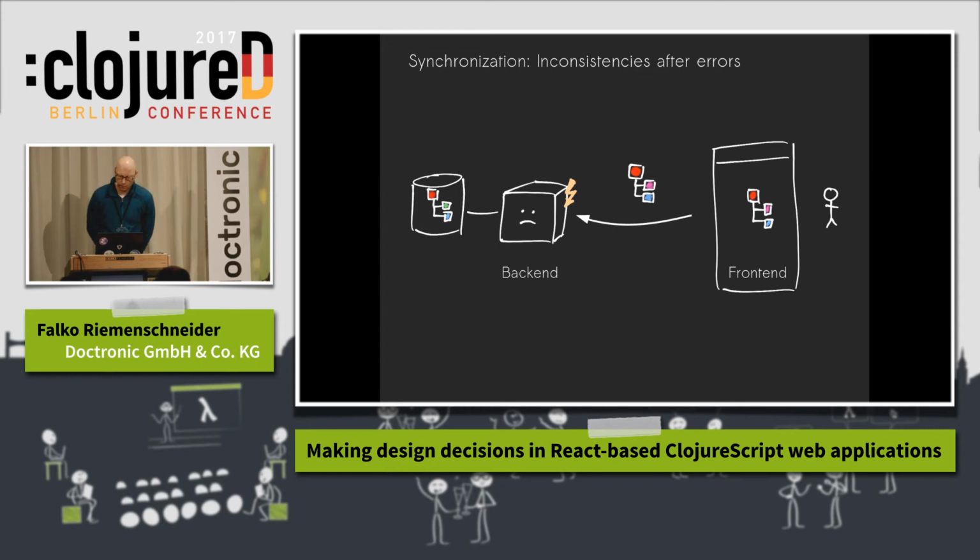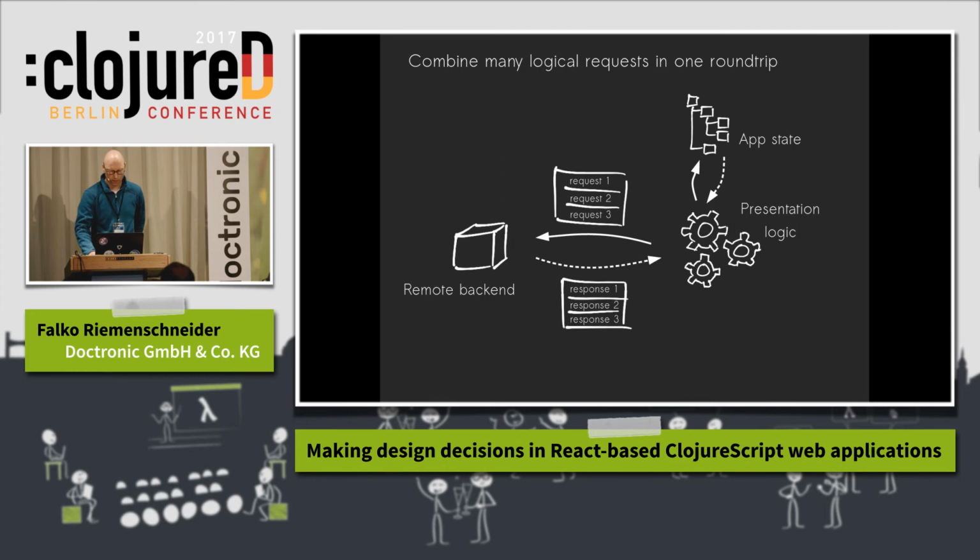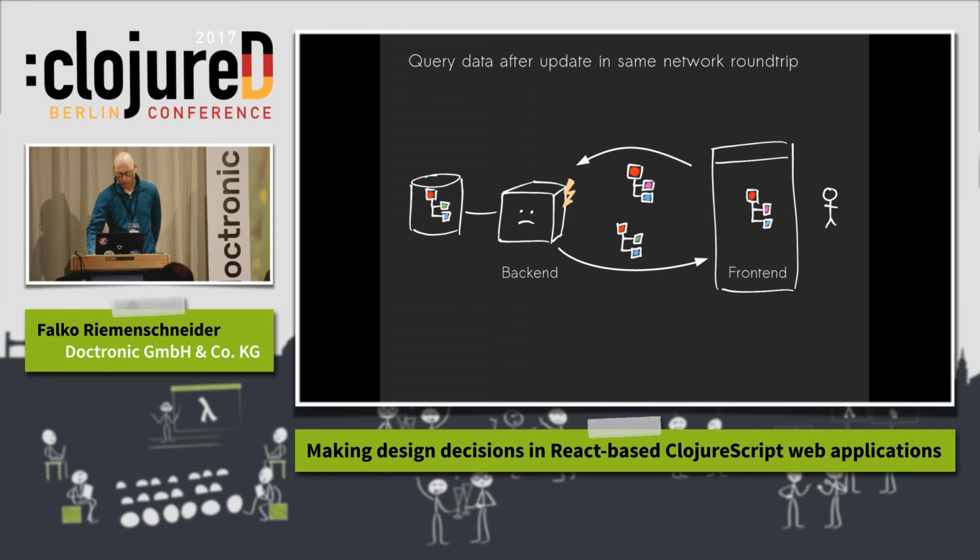And in this case, it would be very convenient if you are able to just bundle several requests in one network round trip. This is something that we often do. In case that we send updates from the front end to the back end, we send in the same network round trip a query for the updated data. So we always get the updated data back after we send an update. And therefore, in case of errors, we can override the state in the front end to create a consistent situation again.